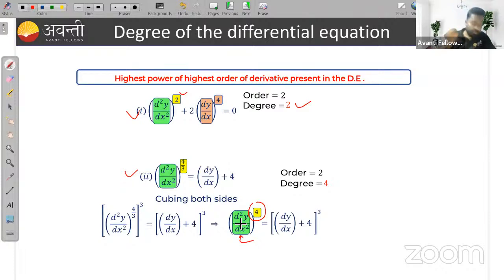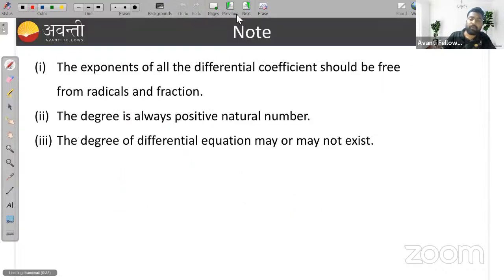Yes. So the important thing to always remember is when the degree of a differential equation can be defined: the exponents of all the differential coefficients should be free from radicals and fractions. It can be a fraction or it can be a radical also. The power of the differential derivatives must be free of radicals and fractions. Radical means cube root.